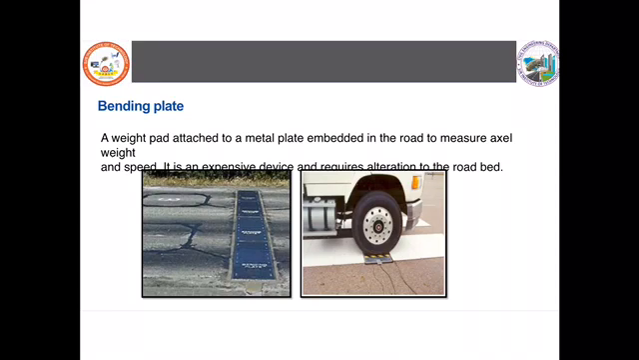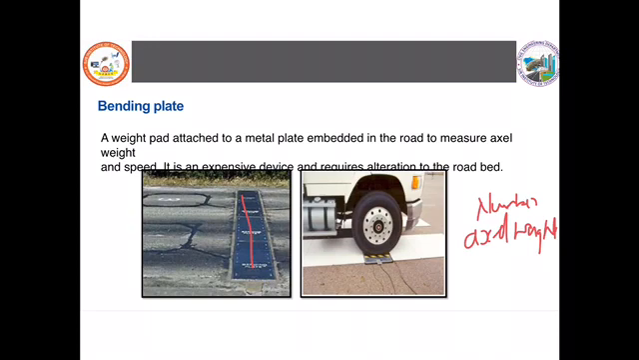So second is the bending plate method. It is similar to the pneumatic tubes we have, but here the bending plates will be used. It is a metal plate embedded in the road to measure the axle weight. So here, along with the number of vehicles, we can have the details about the axle weight. Usually, you might have seen weigh bridges. Weigh bridges work with the same principle, bending plates. When the vehicle passes on this bending plate, it will first identify the vehicle, and the axle weight of the vehicle will also be recorded.